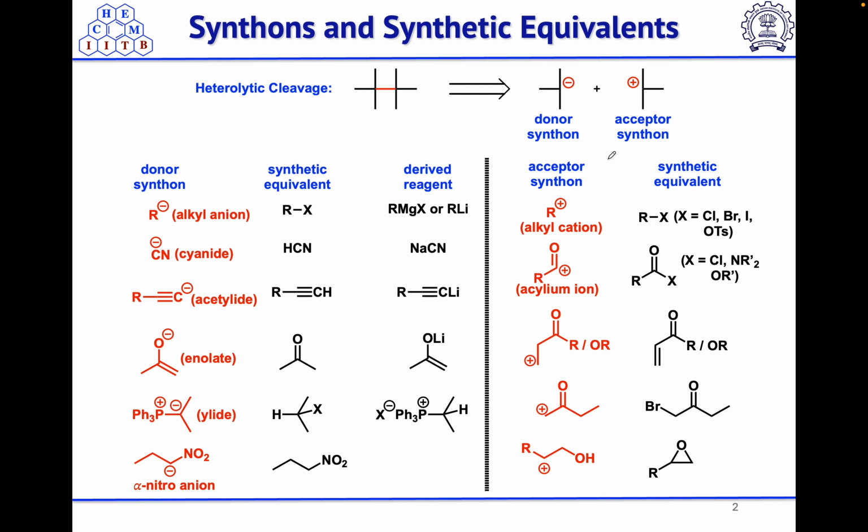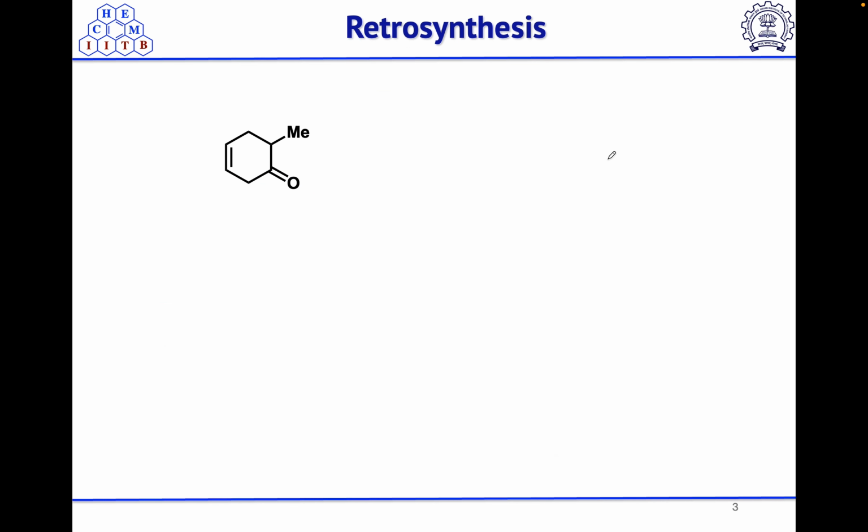So coming to our first problem for today's tutorial. This is the molecule, this six-membered molecule. If you see this molecule, it has one olefin, a carbon-carbon double bond, and one carbonyl functionality. So how can we plan a retrosynthesis for this molecule? What can we think about for this retrosynthesis?